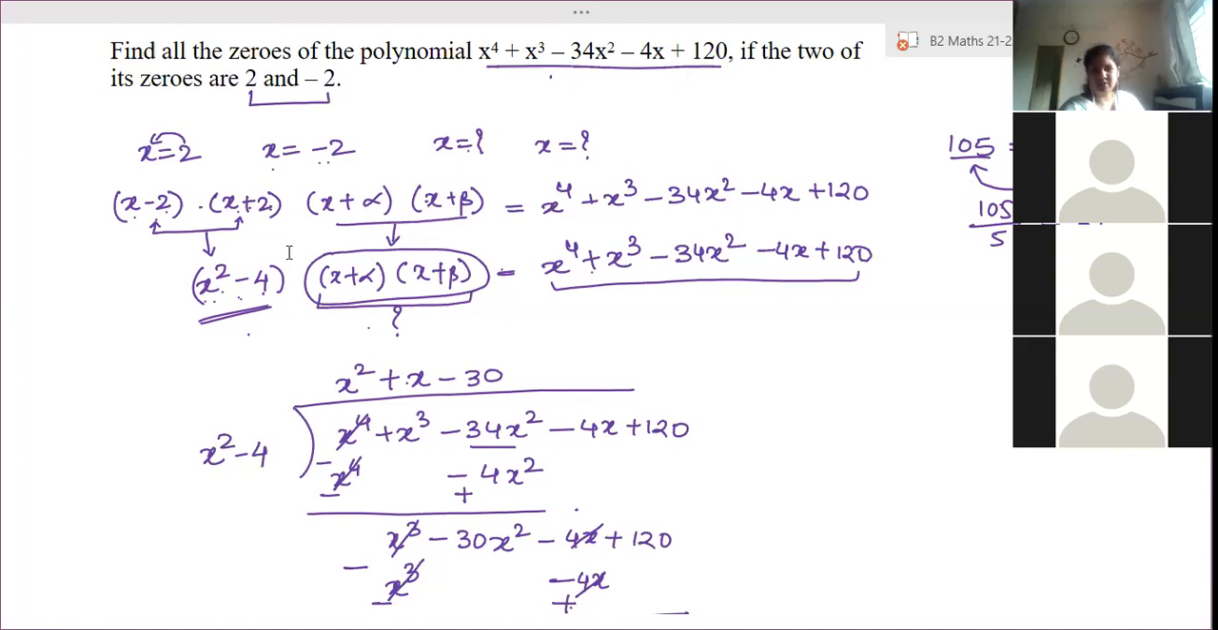So for that reason, for explanation, I wrote this. So you don't have to write this. No, it is not needed. So this is only for your explanation. Why, for what purpose you need to divide?